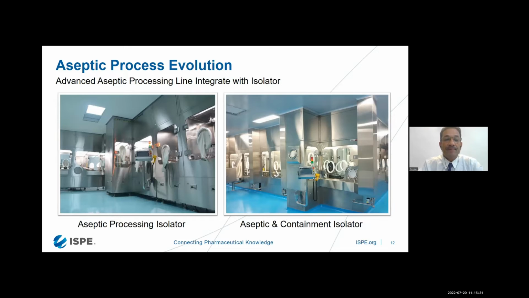Today we can see isolator technology wherein we have two types of isolators: aseptic processing isolators and aseptic containment isolators. There will be a question coming on the screen. So what is the difference? What is the differential pressure of pharmaceutical isolators you have known? This is a question for the audience.